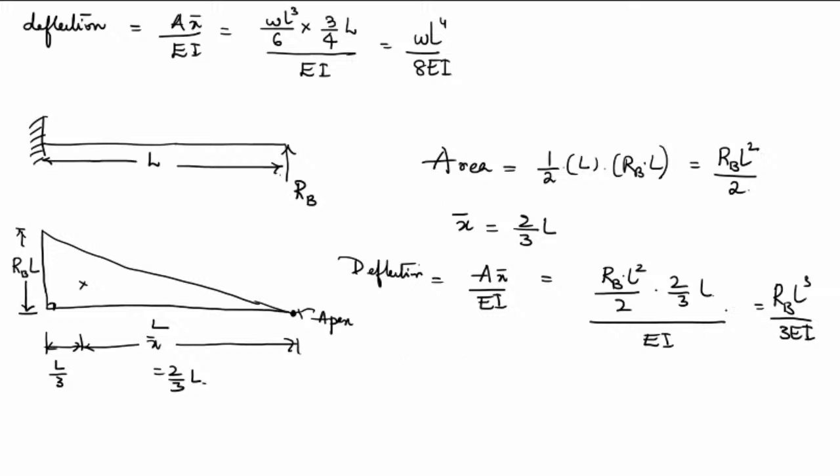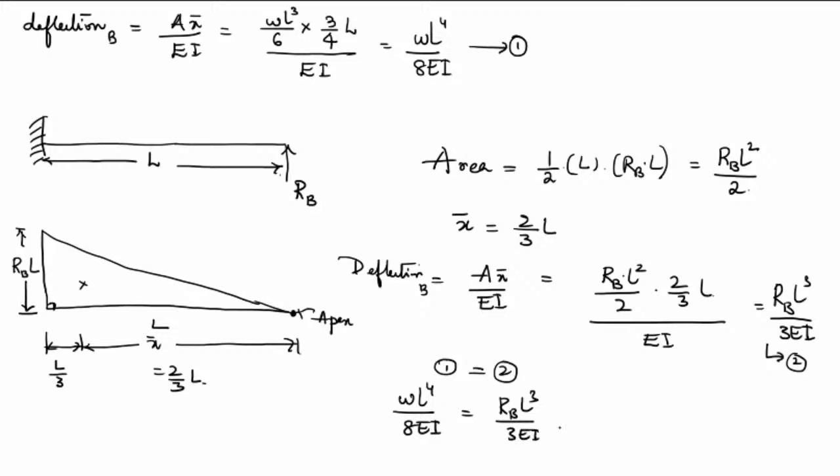Okay, so now the deflection at B, this is the deflection at B, and this is also the deflection at B. Equate these two. This is your equation number 1, and this is your equation number 2. So 1 is equal to 2. I will get WL power 4 by 8 EI is equal to RB into L cube divided by 3 EI. So here RB will be equal to 3 times WL by 8. This is the reaction at the prop.